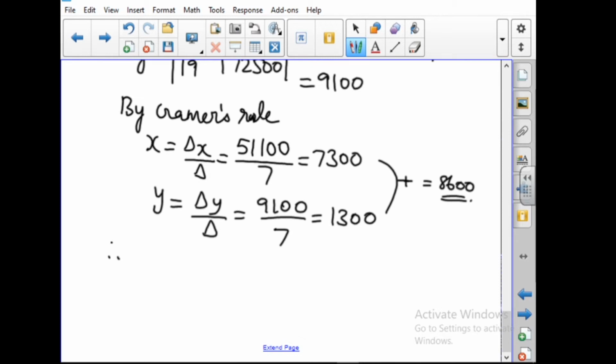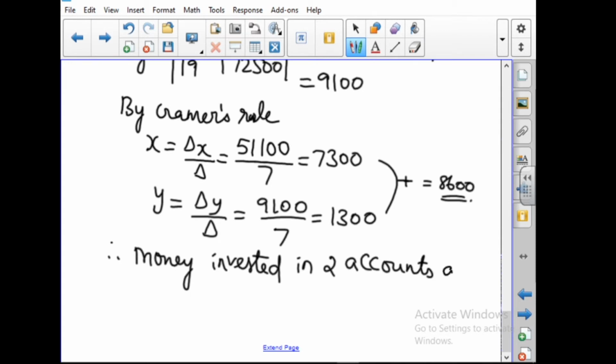Therefore, the money invested in the two accounts are rupees 7,300 and rupees 1,300 respectively. So this is the amount we needed to find. This is a word problem. Read the problem carefully, then make the equations, and finally you can solve the problem.